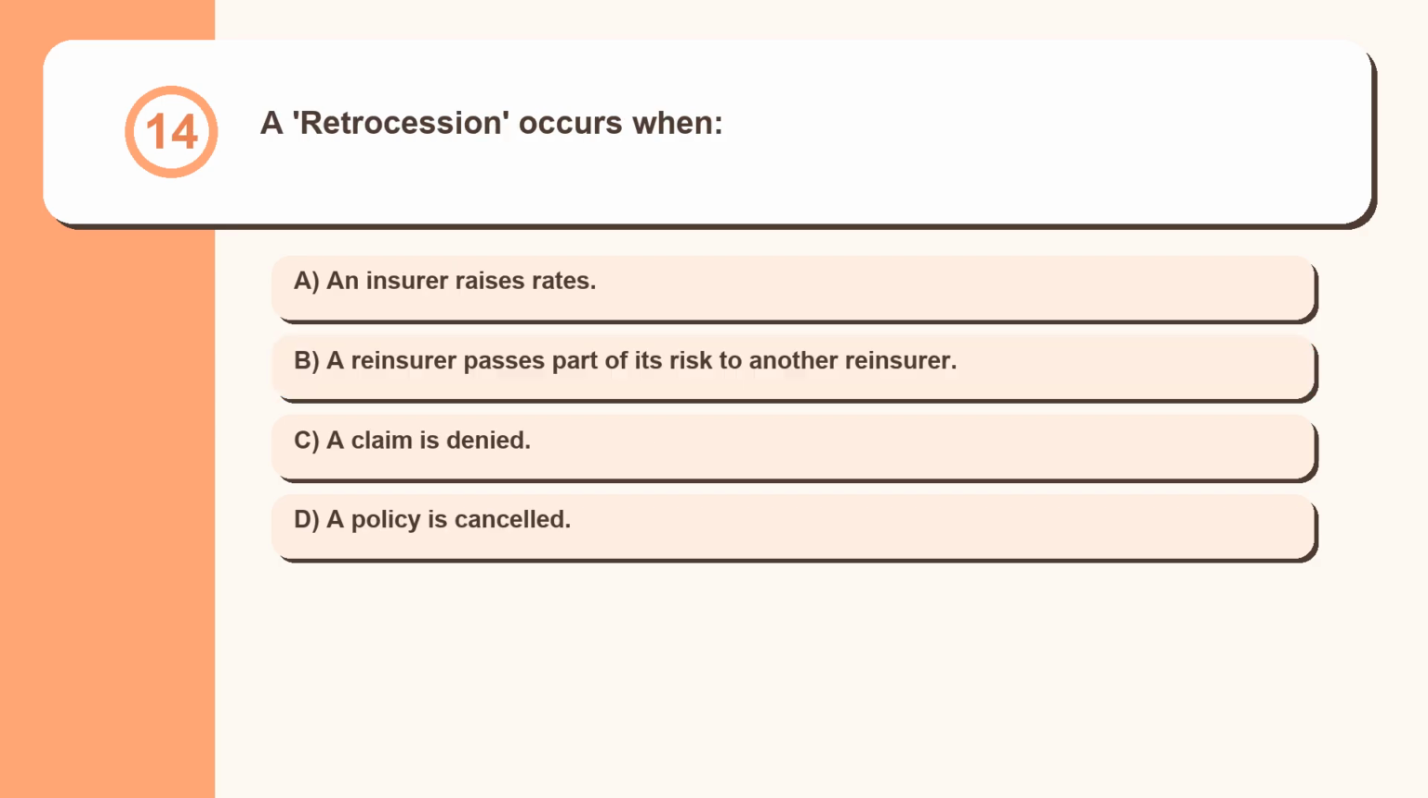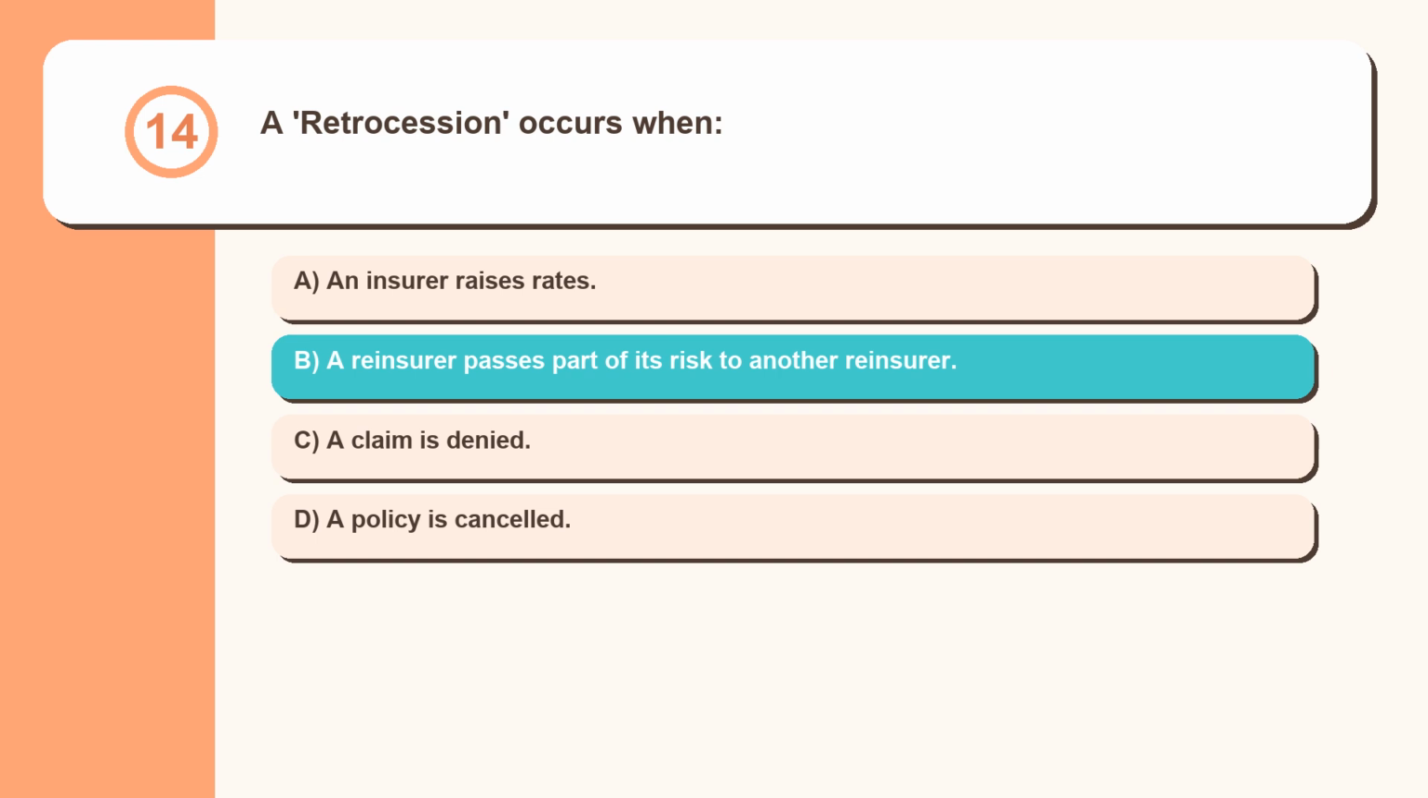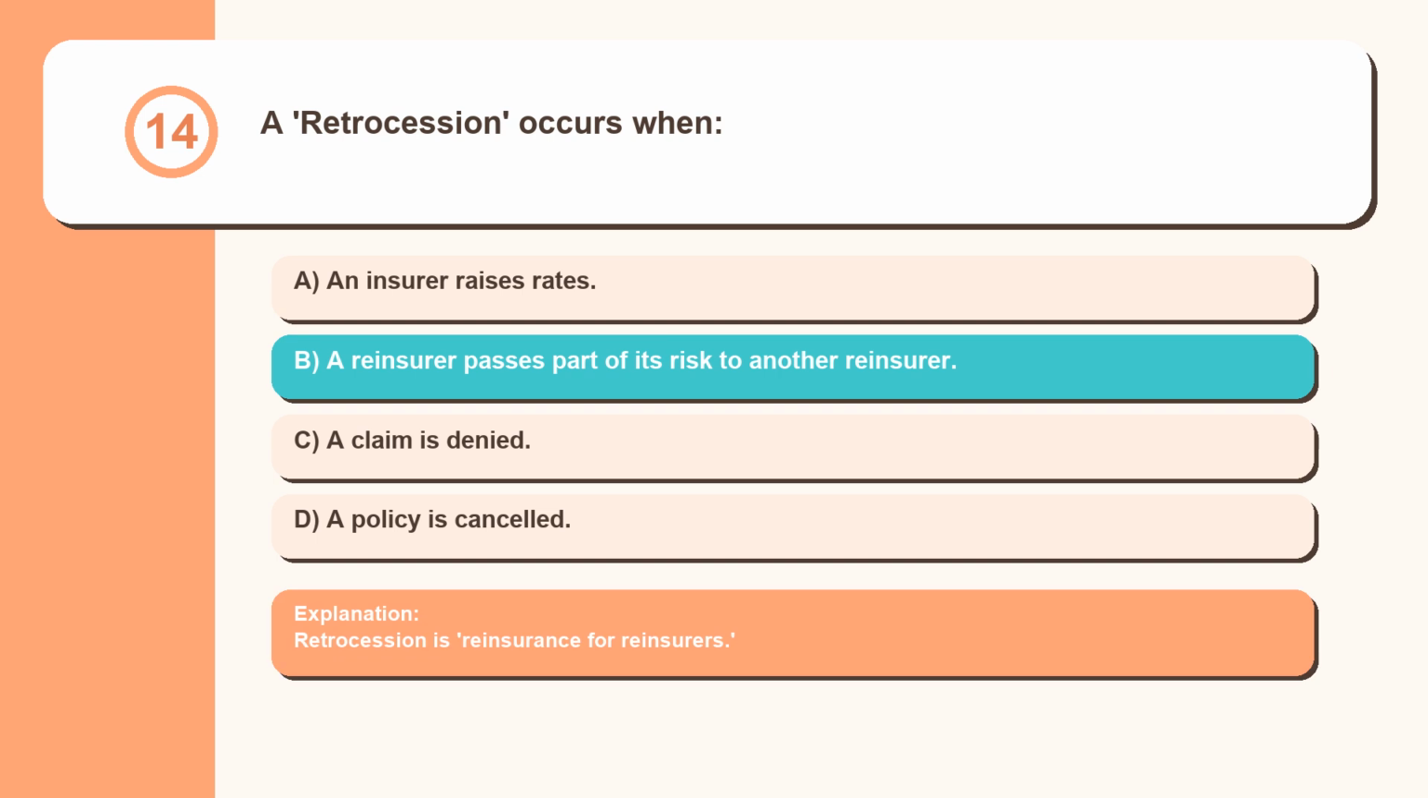Question 14. A retrocession occurs when an insurer raises rates, a reinsurer passes part of its risk to another reinsurer, a claim is denied, a policy is cancelled. Retrocession is reinsurance for reinsurers.